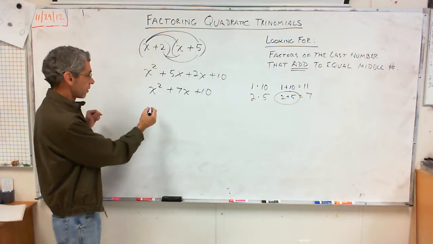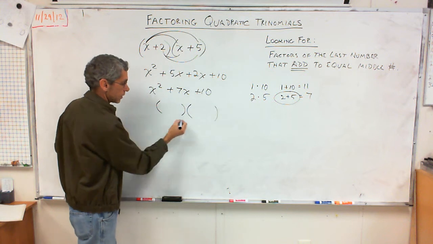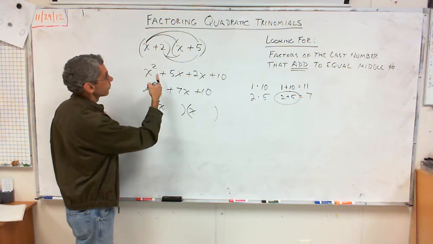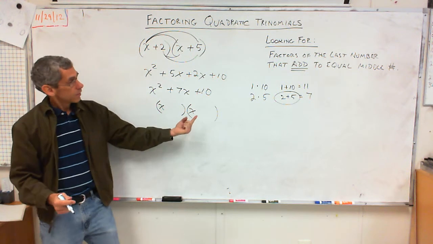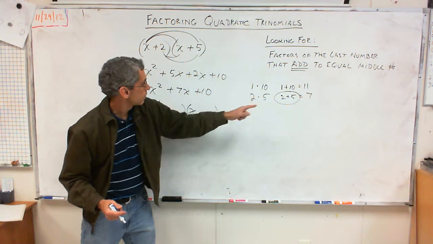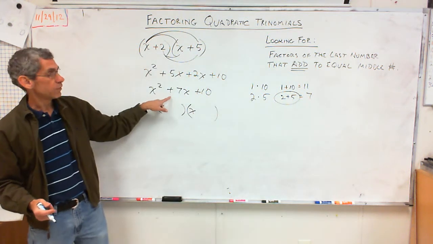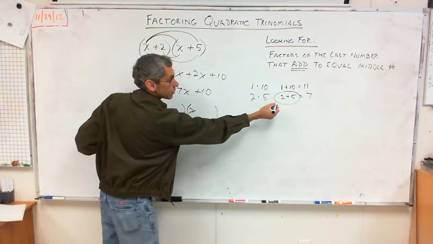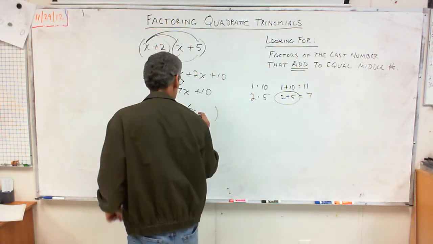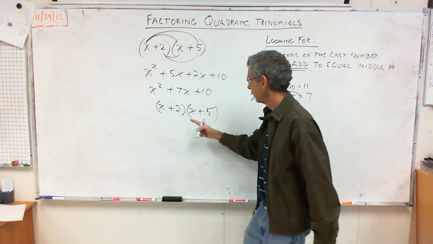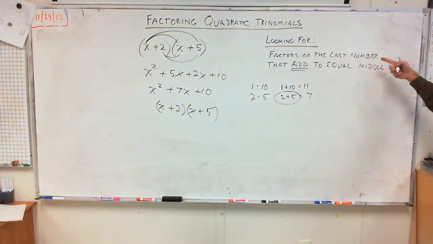Therefore, we know that 2 and 5 are our numbers that are going to be inside our binomials, inside our parentheses. So I'm going to put my two sets of parentheses, and I know it's going to be x and x, because that's the only way I can get x squared. And I figured out 2 times 5 is positive 10. Positive 2 plus positive 5 is equal to positive 7. That's what I want. So I'm going to take the 2 and put it in one of these. It's a positive 2. And I'm going to take the 5 and put it in this one, plus 5. Does that make sense?